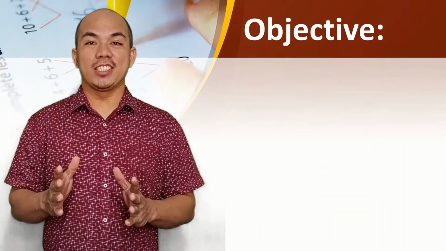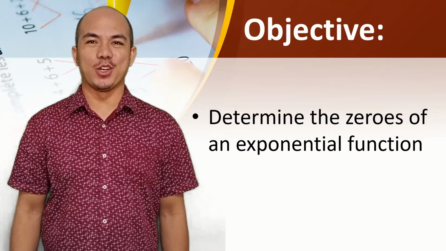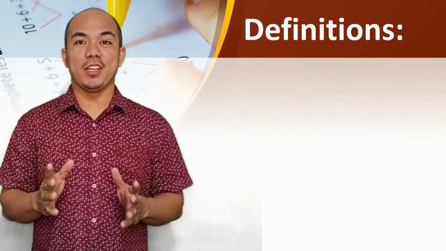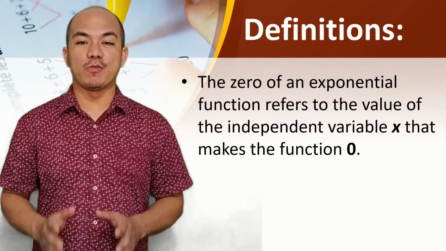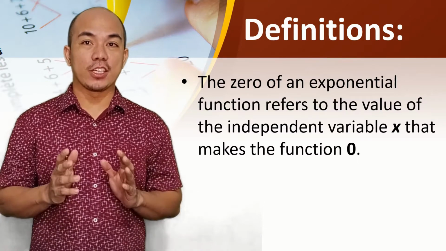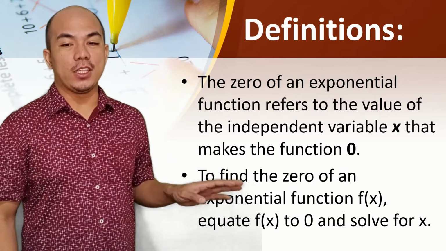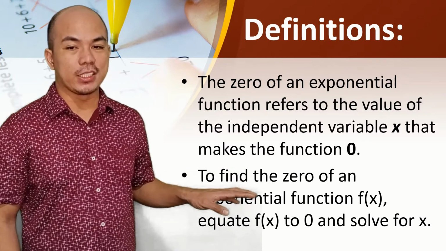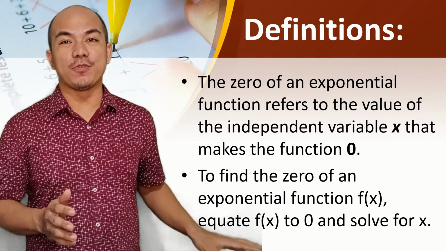Ang objective natin sa lesson natin ngayon, determine the zeros of an exponential function. Para sa ating definitions, the zero of an exponential function refers to the value of the independent variable x that makes the function zero. And to find the zero of an exponential function f of x, we are going to equate f of x to 0 and then solve for x.